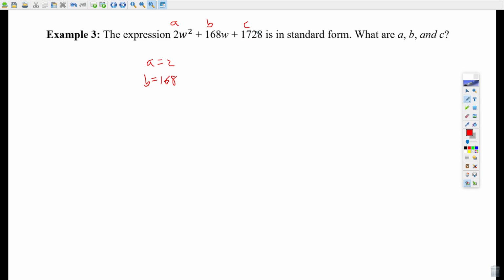And lastly, C is the number by itself, the 1728. And that's all it's asking you to do, is identify A, B, and C. Since it's already in standard form, you could just take out the numbers A, B, and C that are out in front.